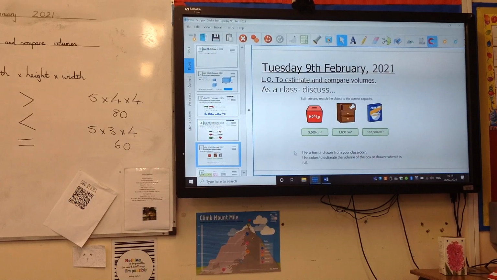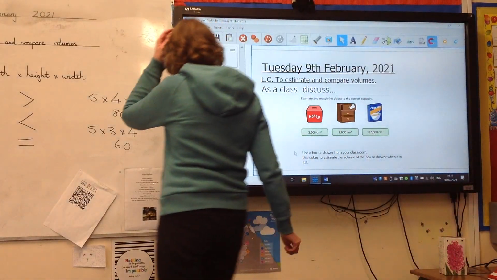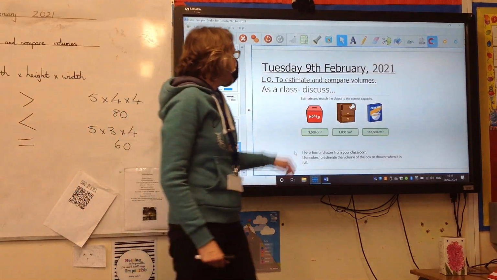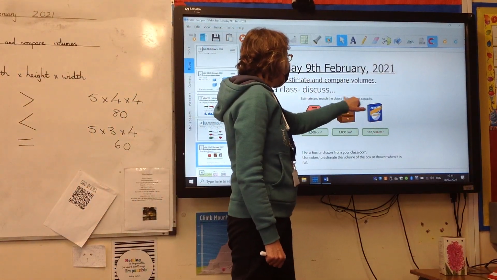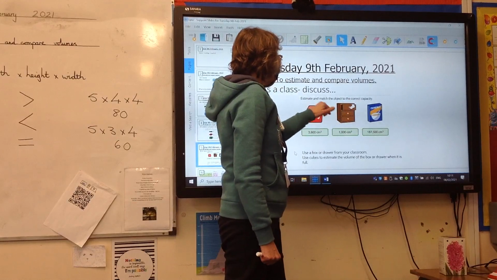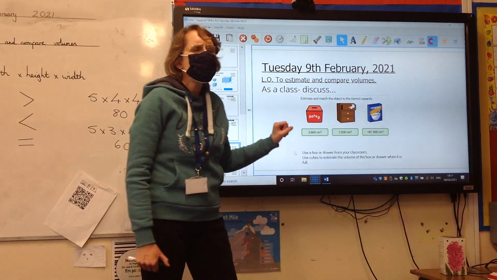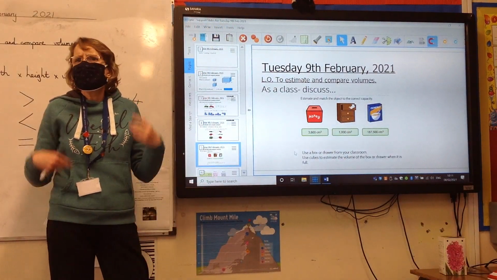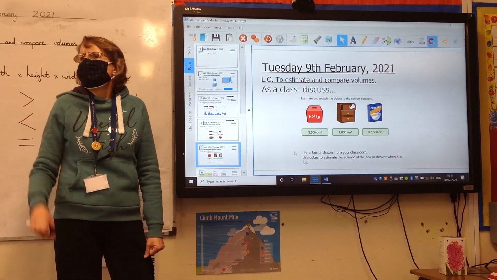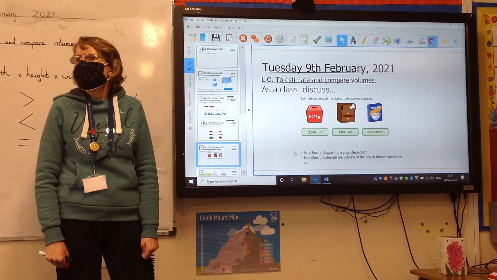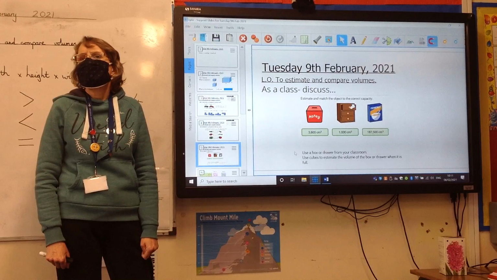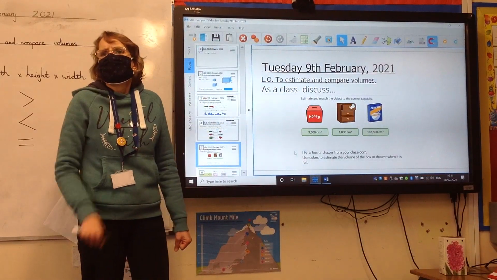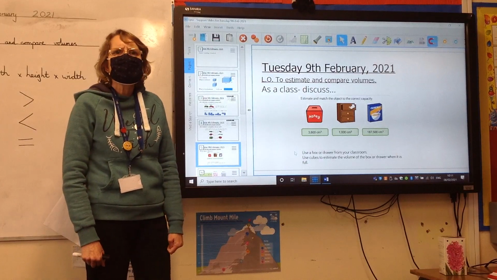Now, there isn't necessarily a right or wrong answer to this because it's a discussion. What do we think? We've got a cereal box, we've got a chest of drawers, we've got a money box. What do we think about those shapes? What do you think we need to consider? Well, you need to consider what's the biggest one and what's the smallest one. Which one would you expect to be the biggest? Chest of drawers. You would expect it to be the chest of drawers.